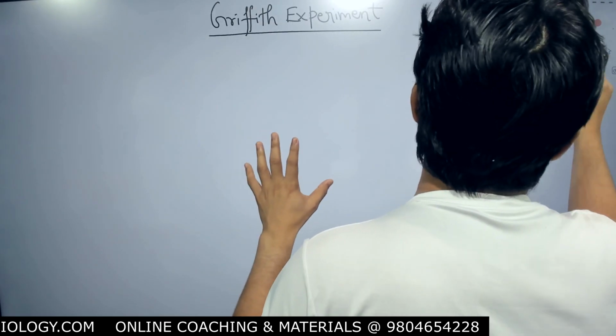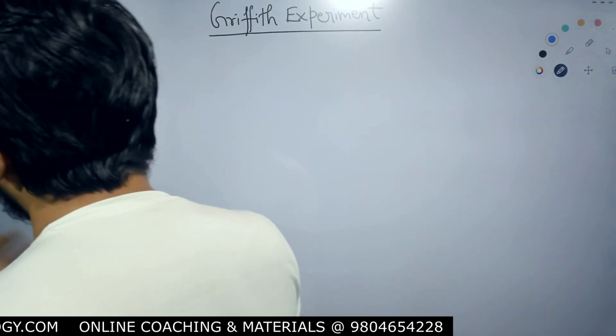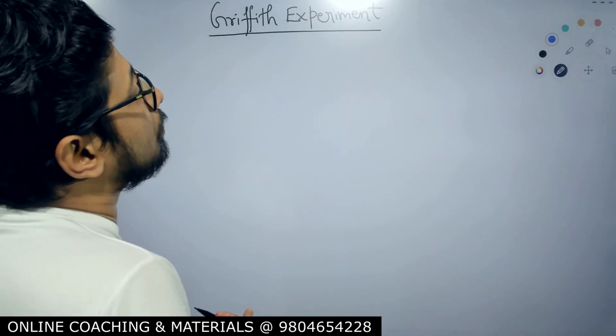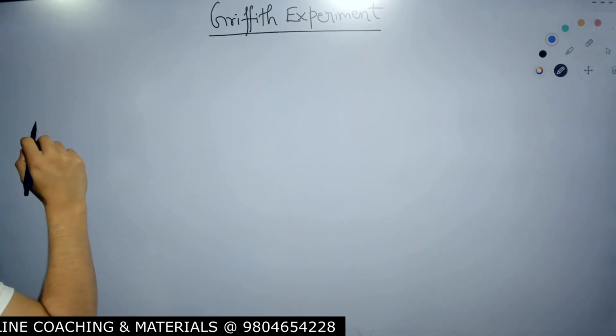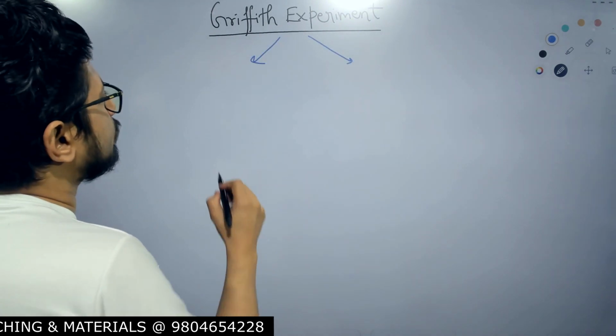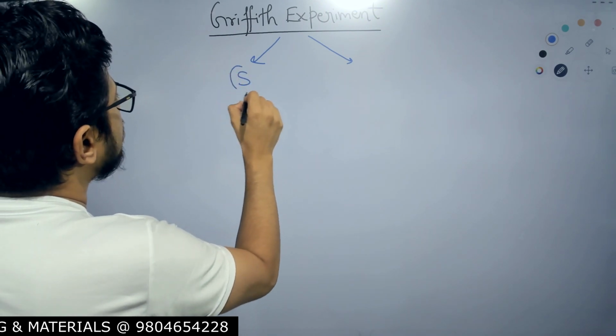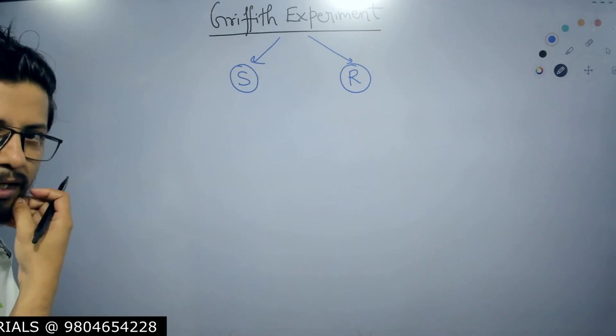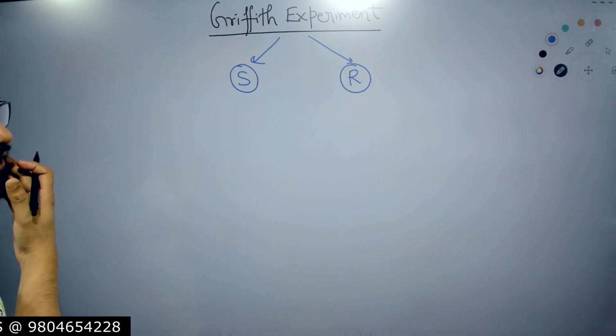So when he was working with pneumonia, certain bacteria are out there, and there are two kinds of bacteria in Griffith's experiment which he used. One is the S strain of bacteria and another one is the R strain of bacteria.